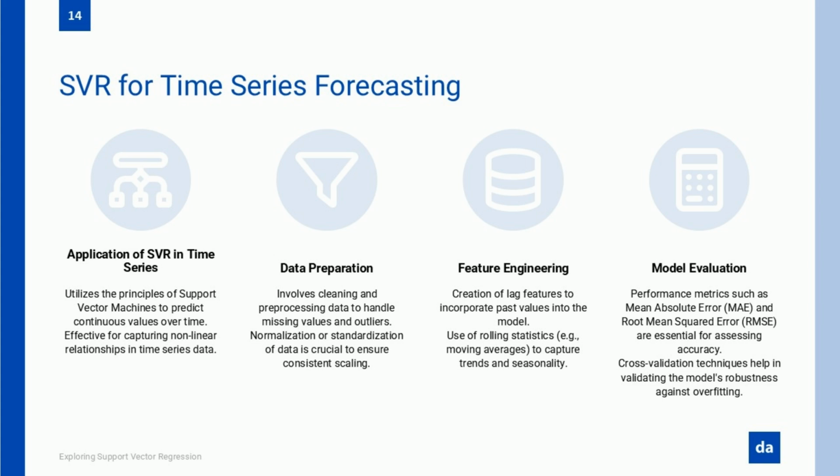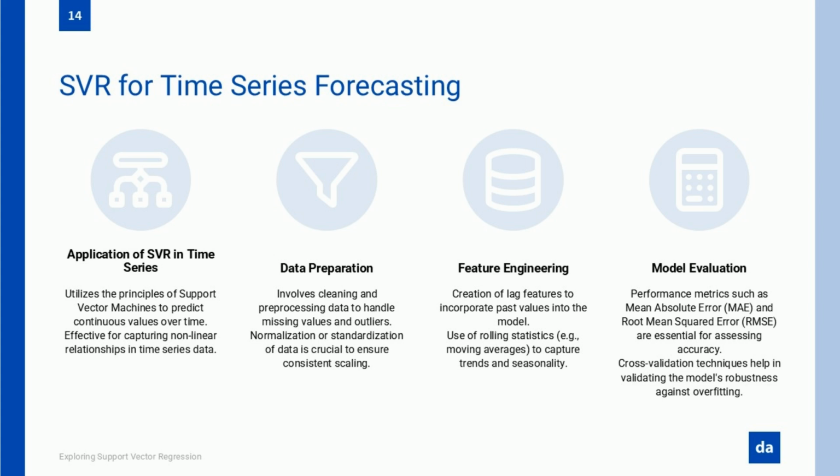Choosing the right kernel function is crucial when applying SVR to time series forecasting. If the time series has a simple linear trend, a linear kernel may be sufficient. However, financial data, weather patterns, and economic indicators often exhibit complex, non-linear relationships. In such cases, the radial basis function, RBF kernel, is usually the best choice because it captures hidden patterns that are not immediately obvious.